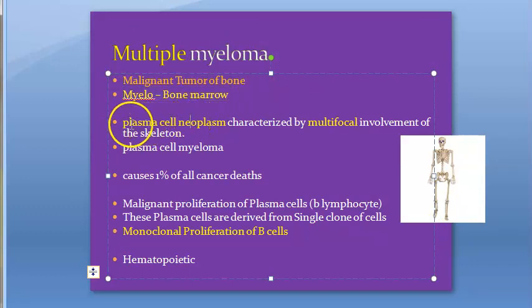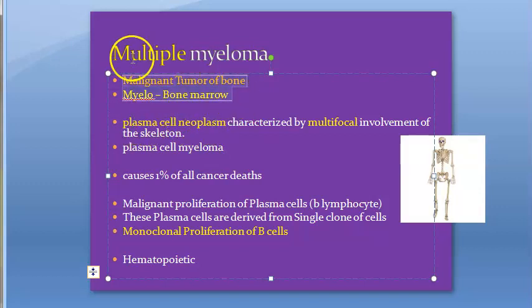Myelo means bone marrow. So what does the bone marrow do? It makes the blood, right? It gives the blood cells, that is the WBCs, the RBCs, the platelets, etc. They come from the bone marrow. The bone marrow is the reticuloendothelial system. It is going to make all this blood, correct?